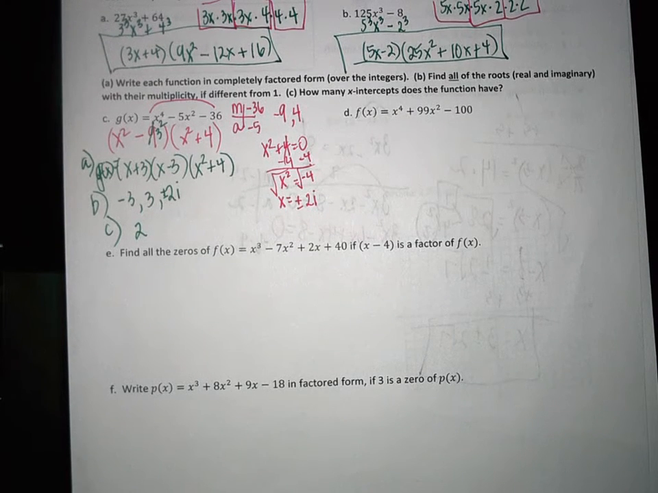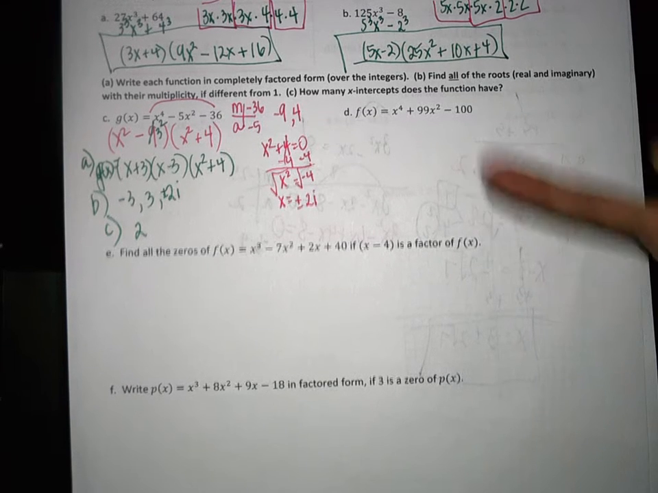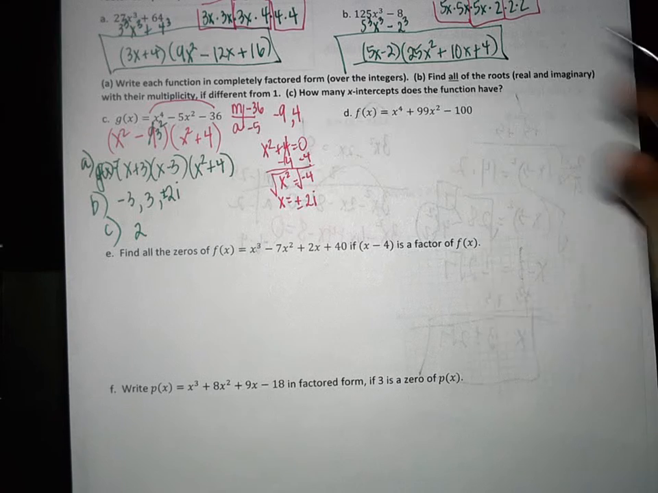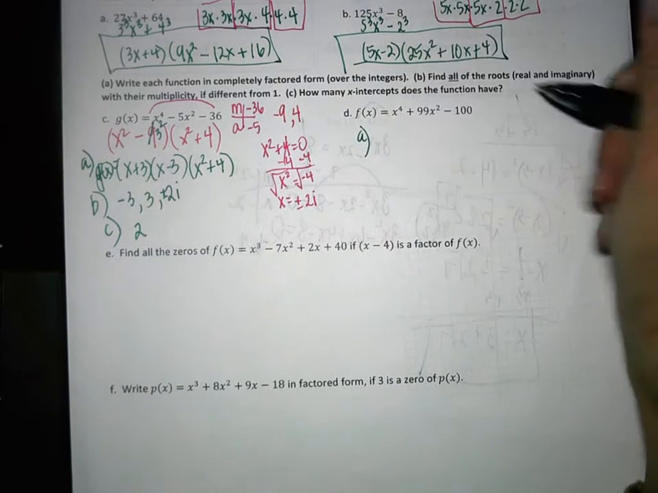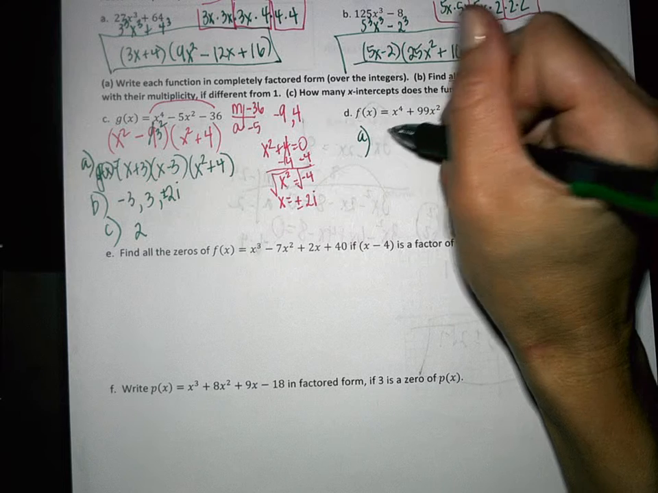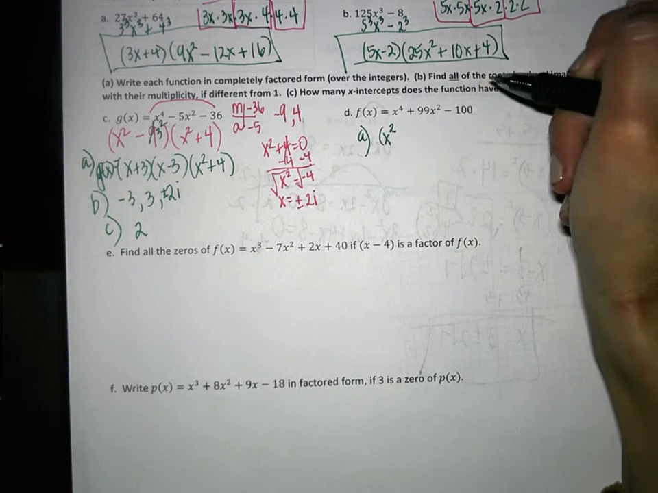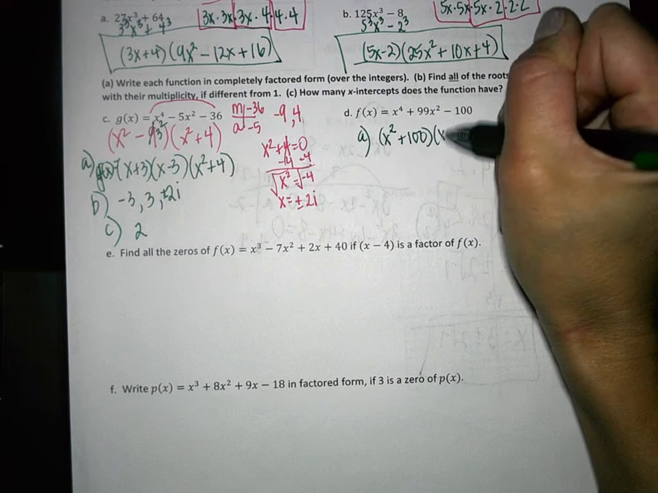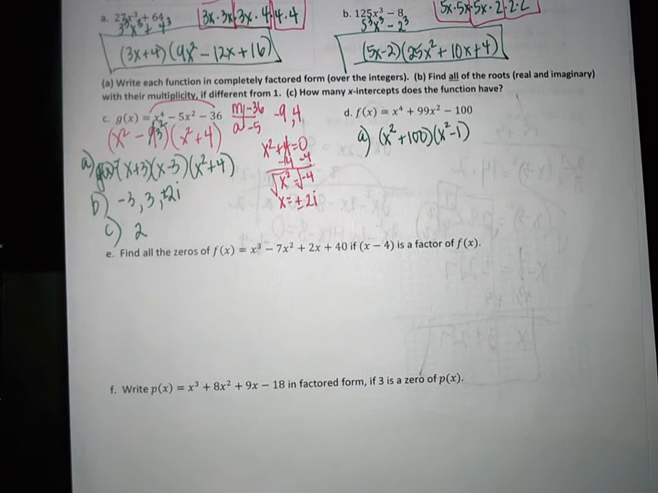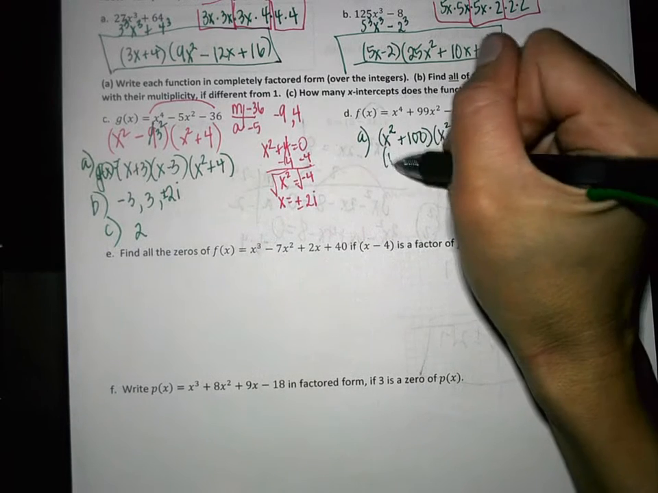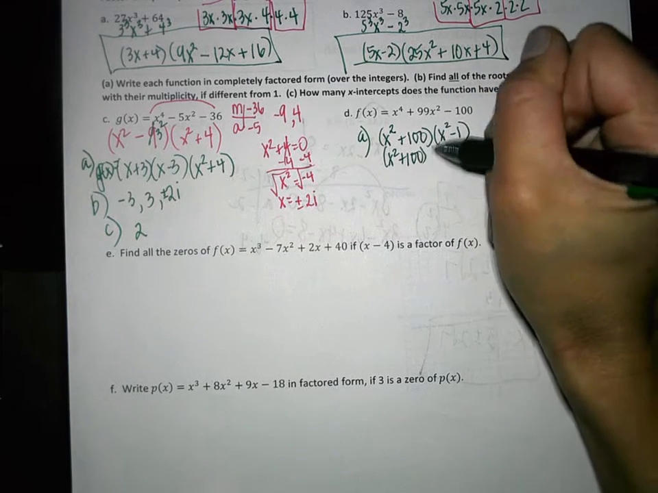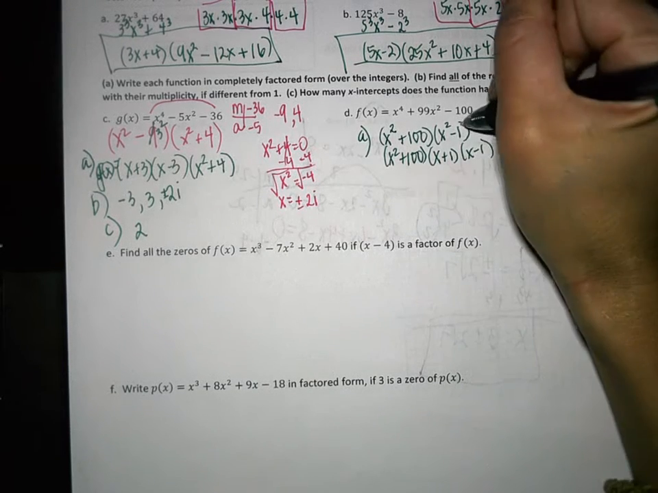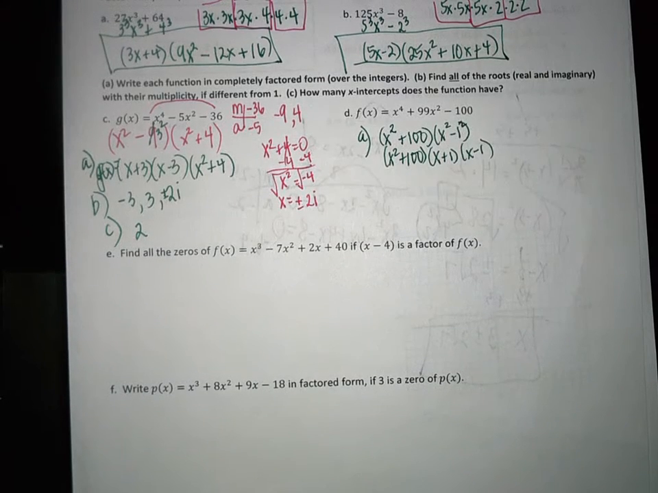Any questions? Okay, so D, I'm going to go through this one a little bit more quickly. Are you guys ready? So on A, when you factor this one, it's going to be x squared plus 100 and x squared minus 1. Can either of those be factored further? Yes. X plus 1, x minus 1, because remember that 1 is a square.